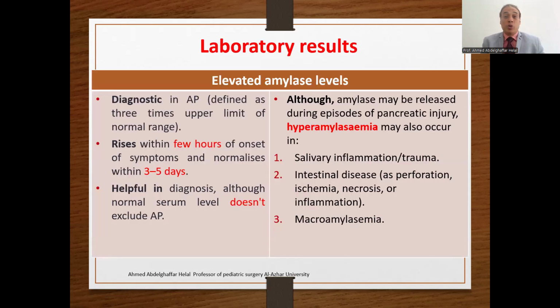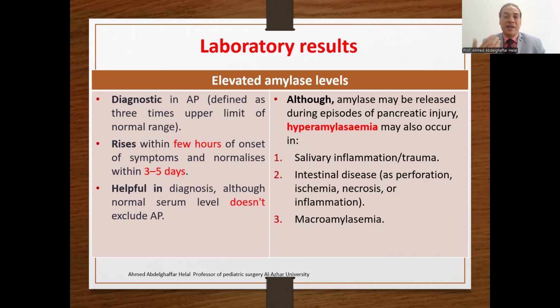The laboratory results of ultimate importance to know are amylase and lipase. Amylase is diagnostic in acute pancreatitis. It is required to be 3 times above the normal. It rises within a few hours and normalizes within 3 to 5 days. It's helpful, although a normal serum level doesn't exclude the diagnosis, and you should know what the other causes for elevation of the amylase are.